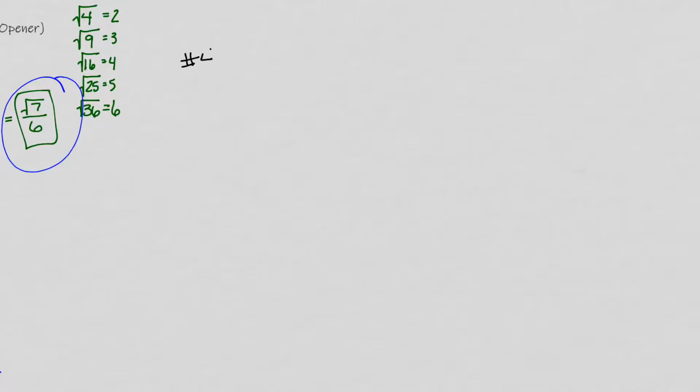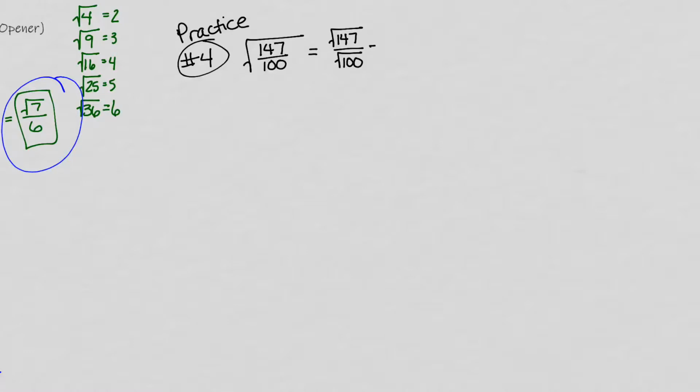Okay, this is from the practice. And it wants us to simplify the square root of 147 over 100. All right, so I'm going to have square root of 147 over square root of 100. Well, I can take a square root of 100 and get a nice pretty whole number, and I know it's 10. But I can't do that with 147.